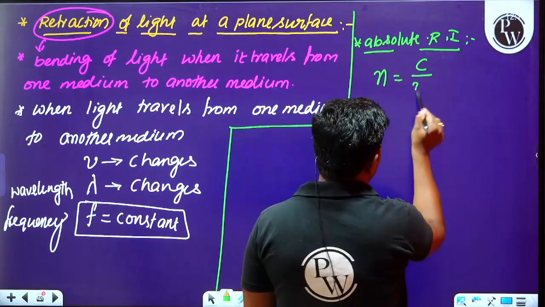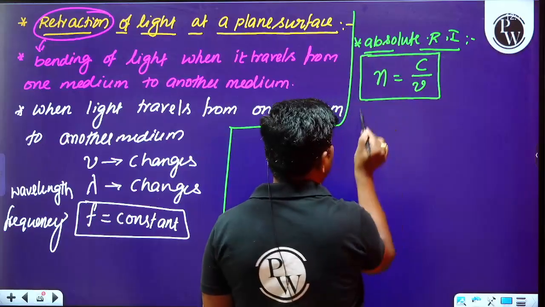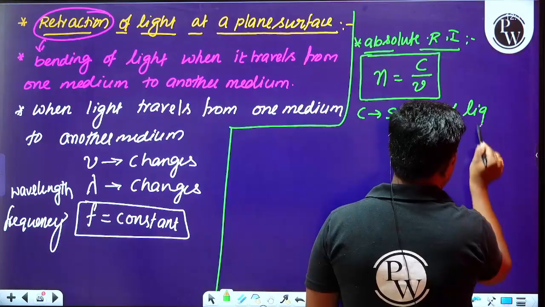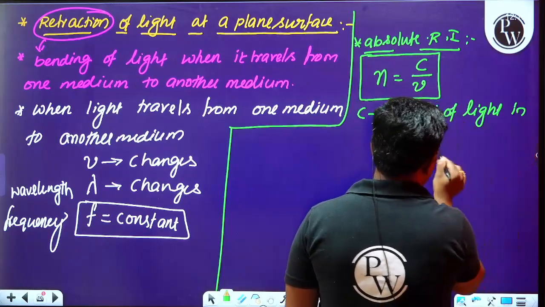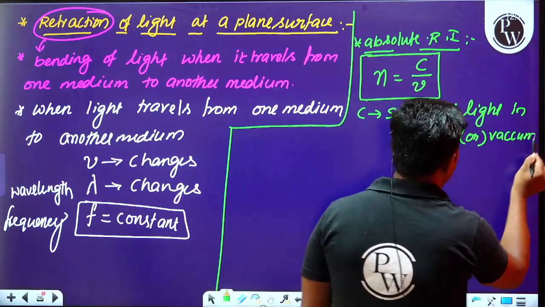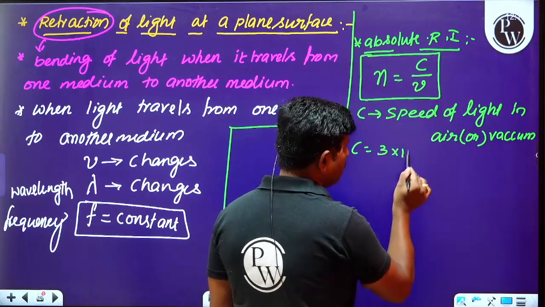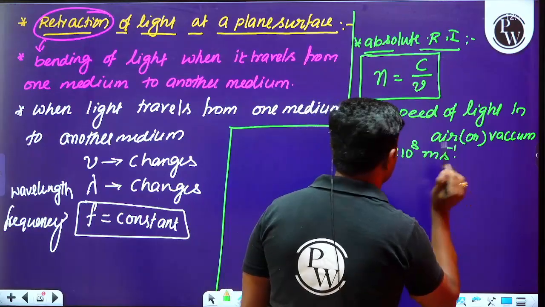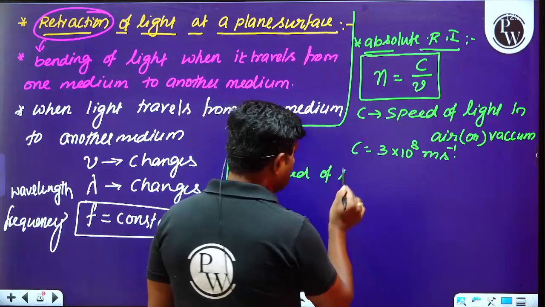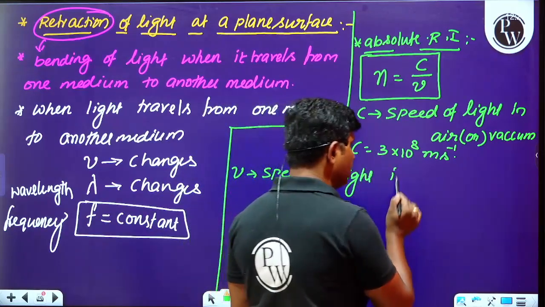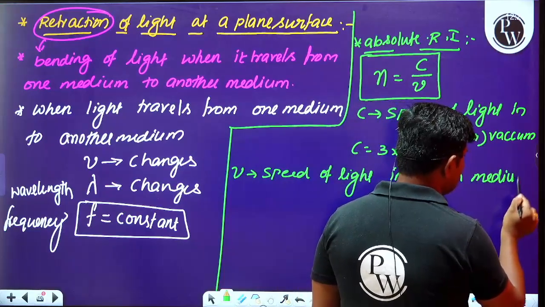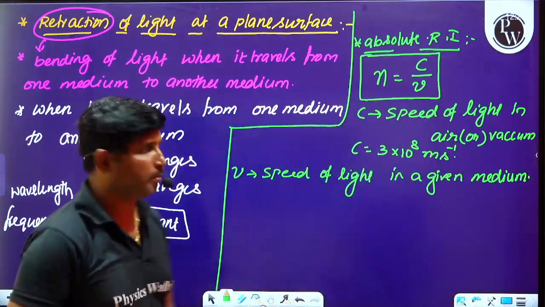What is c here? C is the speed of light in air or vacuum. Usually it is equal to 3 into 10 to the power of 8 meters per second. What is v here? v is the speed of the light in a given medium. So please make sure about these meanings, okay?